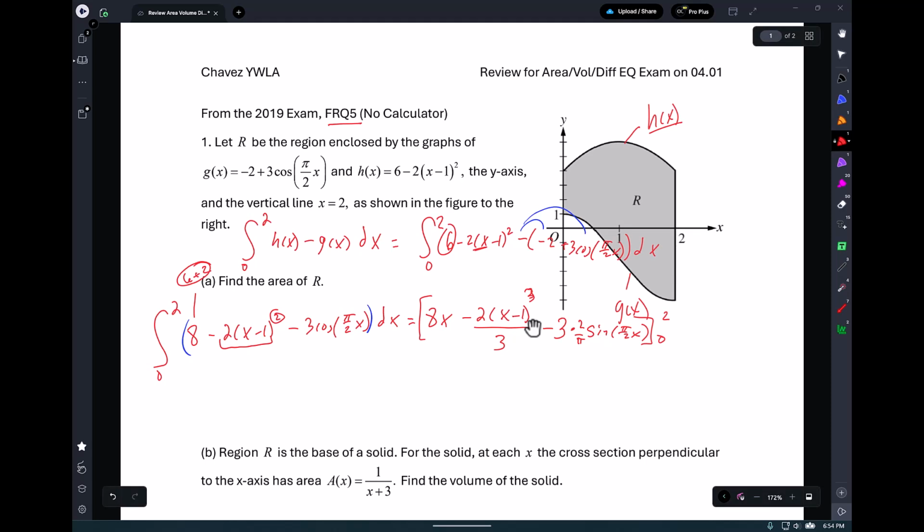So let's do the 2 first. I guess if you wanted to, you could turn this guy into 6 over pi with a sine of pi over 2x. All right, here we go. Let's plug in a 2 first. So equals, big parenthesis, 8 times 2 is 16. And then if I plug in a 2 in here, 2 minus 1 is 1. 1 to the third power is still 1. So 1 times anything is itself. So I'm going to have minus 2/3.